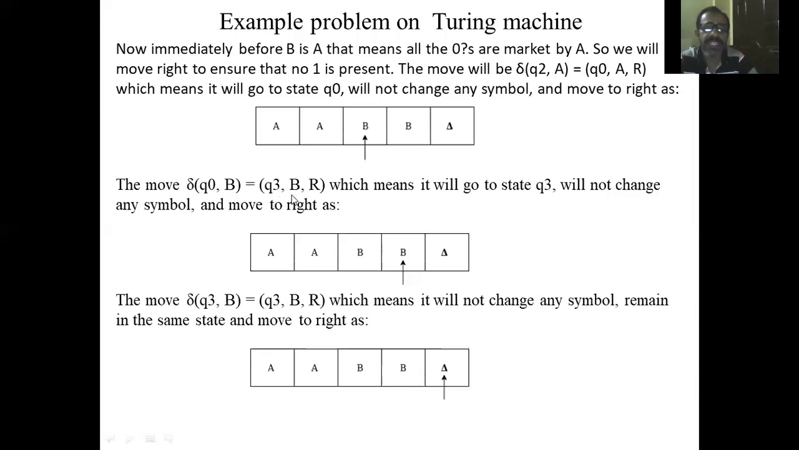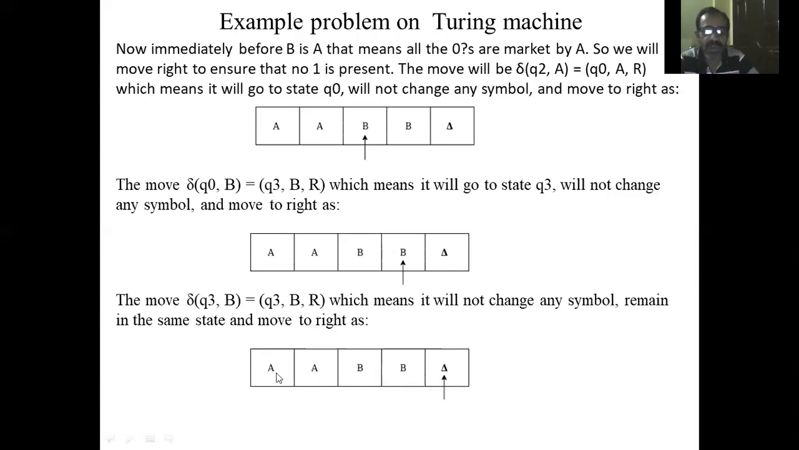Okay? Then keep B as is and move right. So once all zeros have been changed to A, we need to verify whether all ones have changed to B or not. Okay? By using Q3, we need to check. So Q3, B, R. Then again we reach B. Again Q3 on B is Q3 B R. So Q3 is used for simply skipping all B's. Okay? Q3 on B is Q3 B R. Then we reach delta.